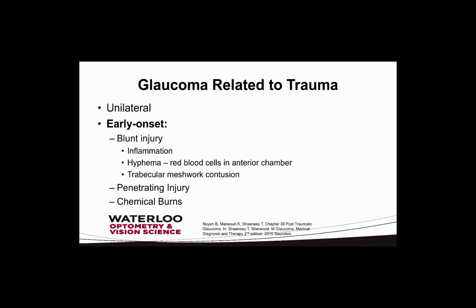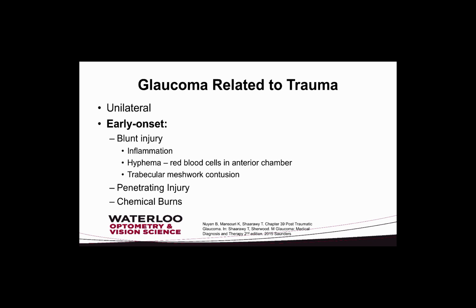Okay, so glaucoma can occur due to trauma. The type of glaucoma that we're going to see more commonly in practice is late onset glaucoma from trauma. This group of glaucoma, when it's related to trauma, is unilateral, and it's one of the only types of glaucoma that is unilateral because it's developing in response to trauma in the eye.